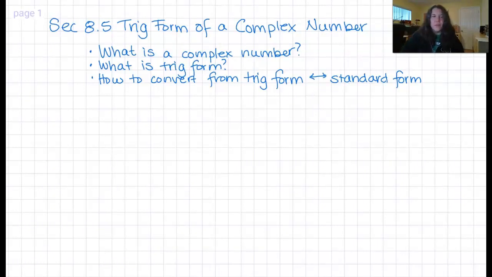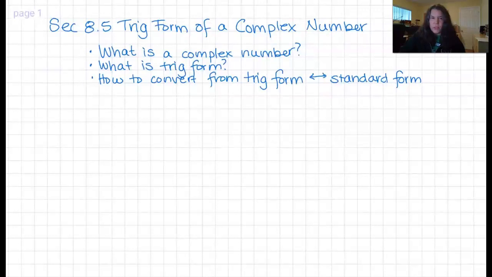So this is going to be a video for section 8.5, trig form of a complex number. I'm going to split section 8.5 into probably three videos. We'll see how it goes, but that's my plan. So this first video is just to really talk about what is trig form.